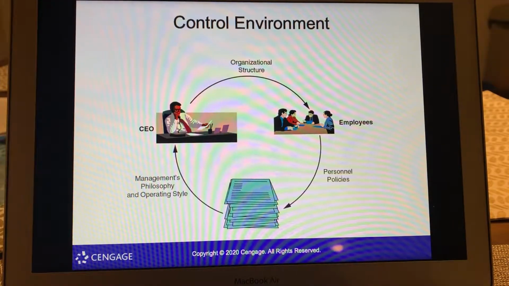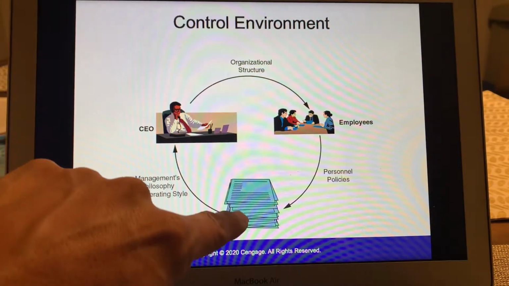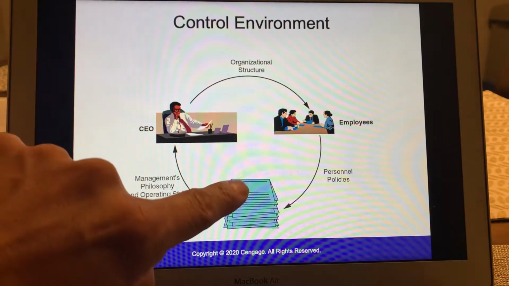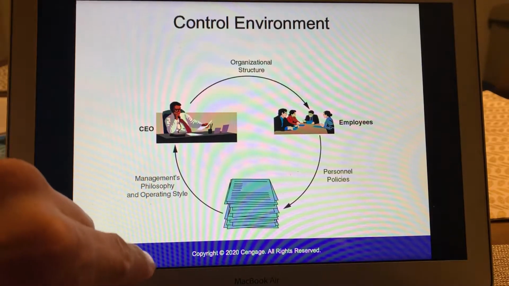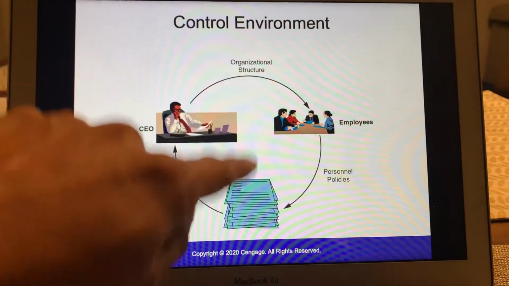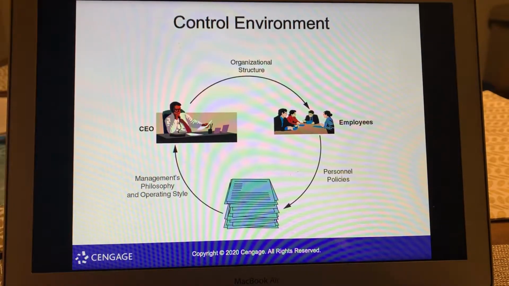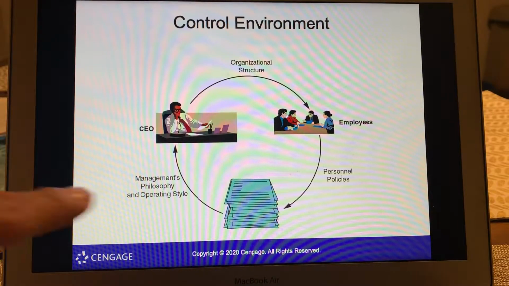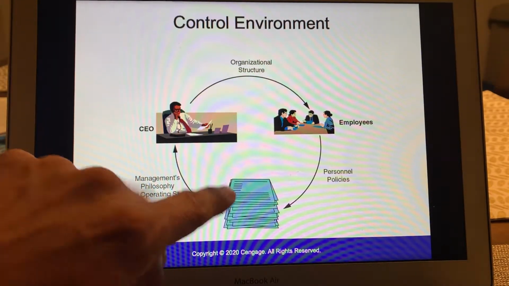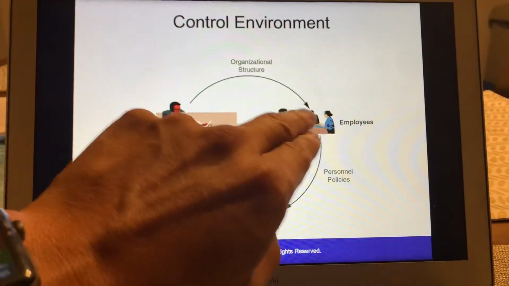So I'm on the board at NAPI, and that's one thing we look at: the personnel policies. Not only that, but we look at the accounting policies and procedures and the internal control procedures, and we make sure the top management is abiding by them and is leading the company based on the plan of operation as well. Then the CEO is responsible for the employees.